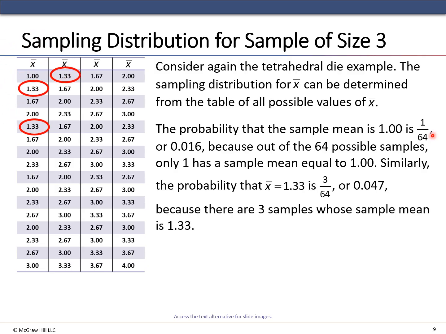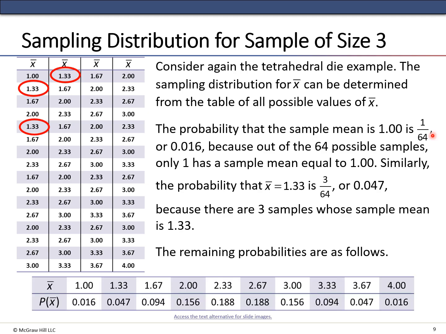If we look at an X bar value of 1.33, we can see that this happens 3 times in our sample space of 64 possibilities. And so this is a 3 out of 64 probability, or 0.047.